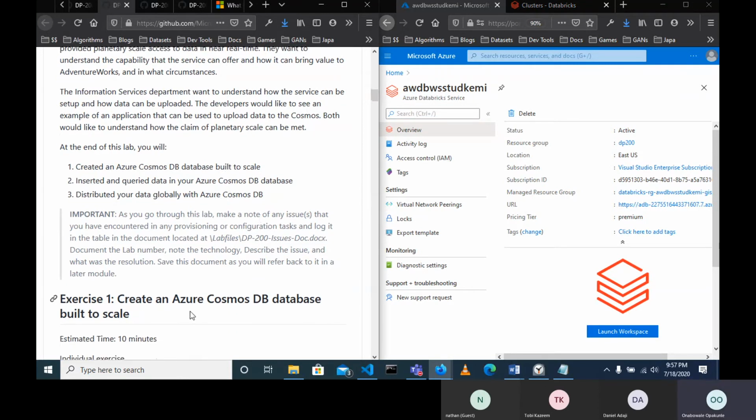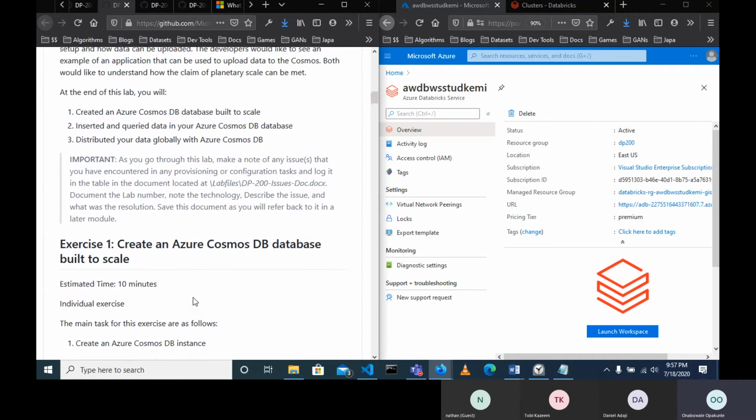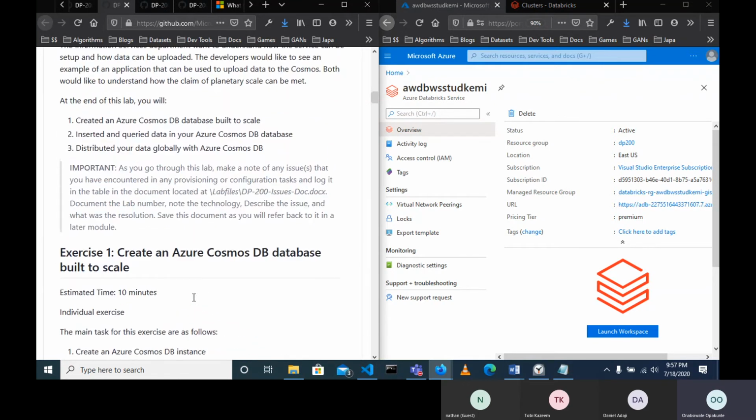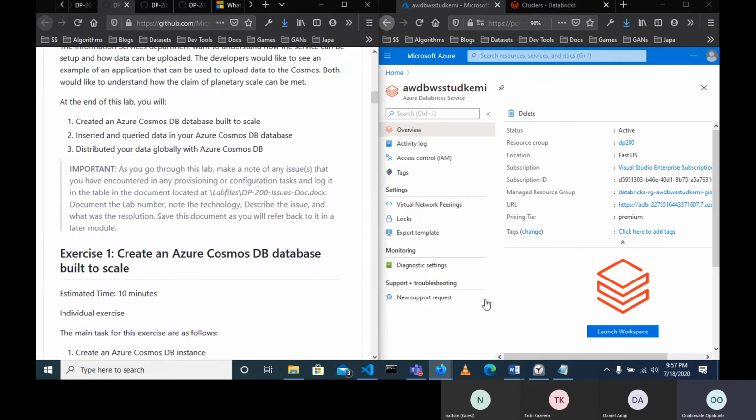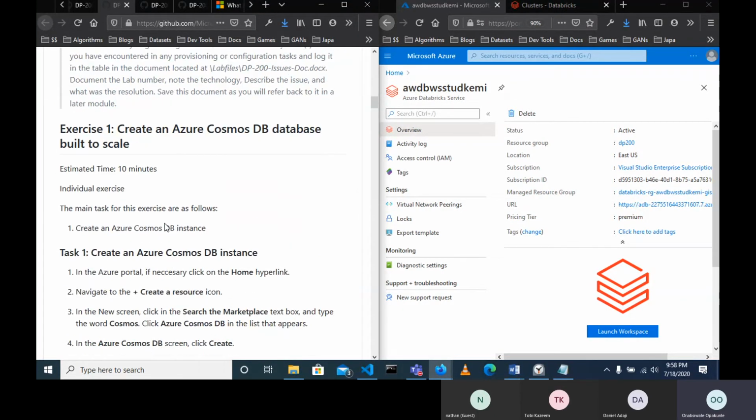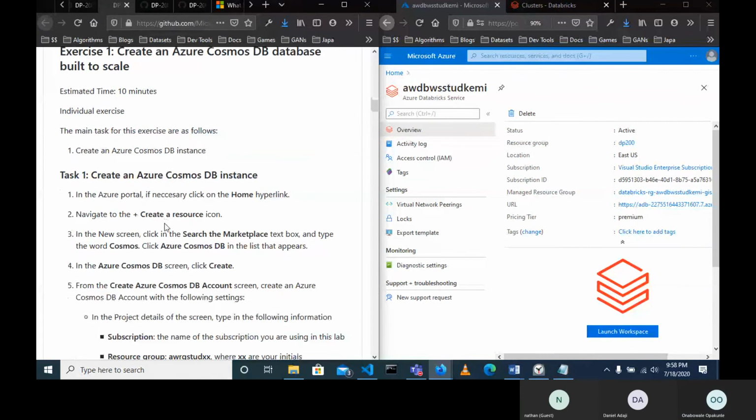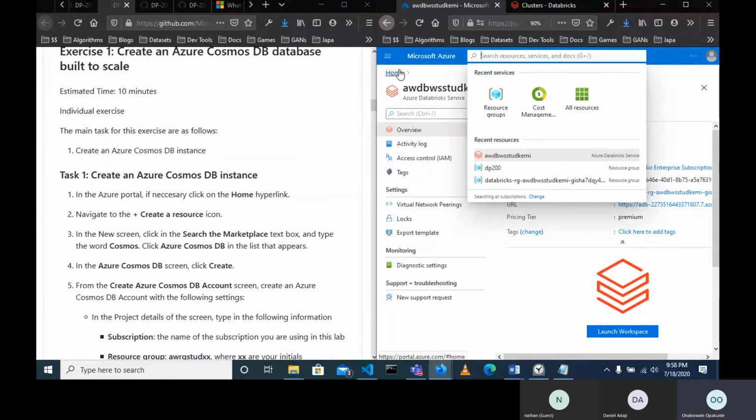Cosmos DB also takes a lot of time to deploy, about 10 minutes, even longer than Databricks. So be prepared. Anyway, we're going to create an Azure Cosmos DB database. We'll insert and query data in Cosmos DB and distribute the data. So let's see how you create the Cosmos DB.